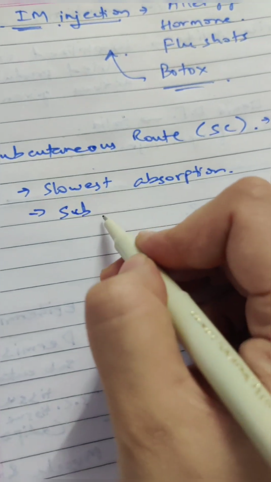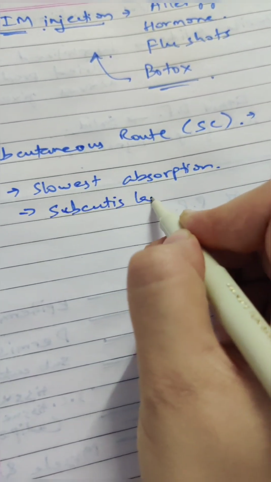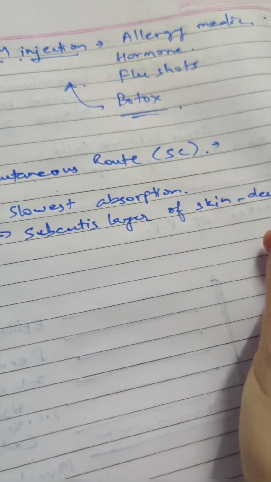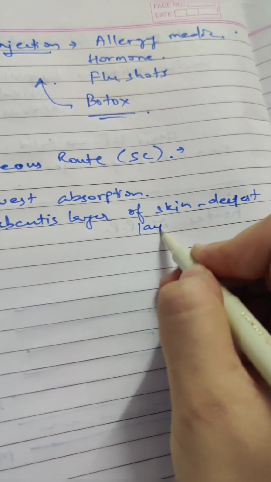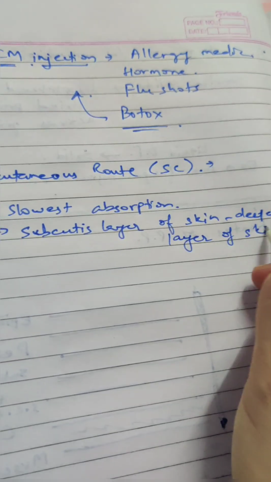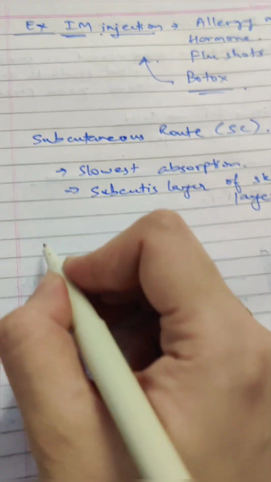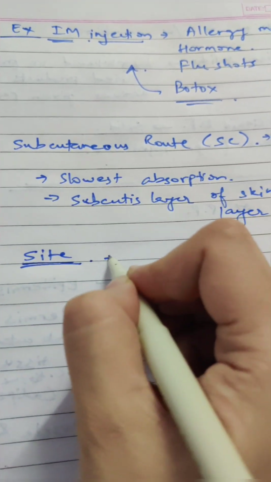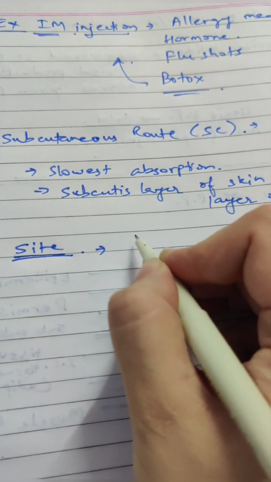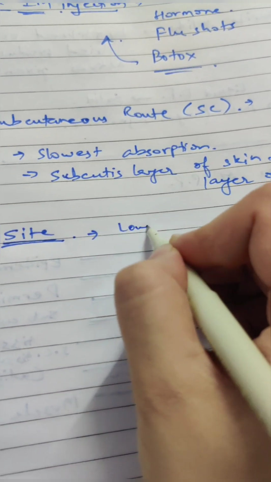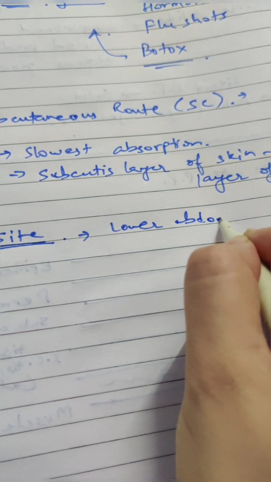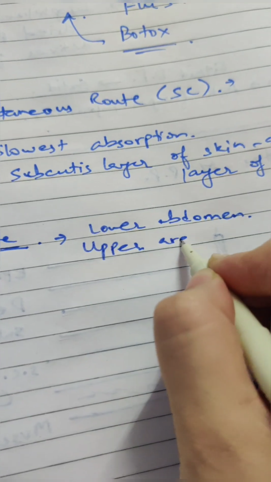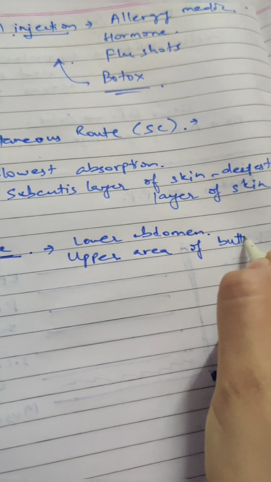Subcutaneous से हमें पता चल रहा है that it is given in the subcutaneous layer of the skin, which is the deepest layer of the skin. Okay, now what is the site of SC injection? It's of course lower abdomen and upper area of buttocks.